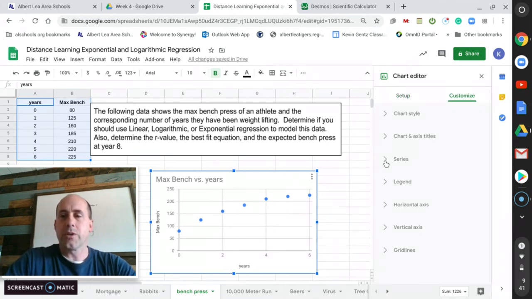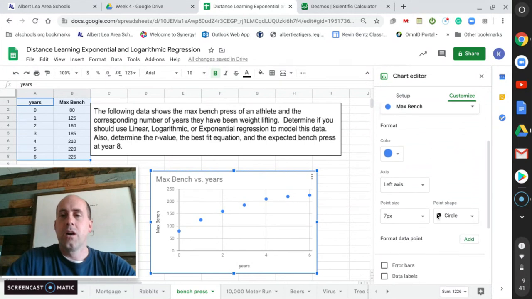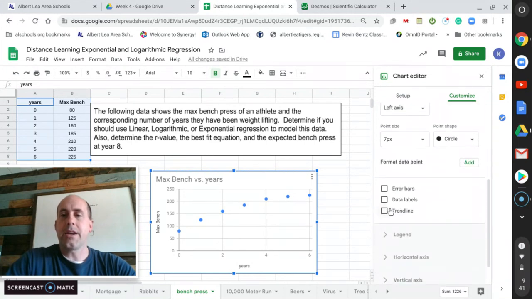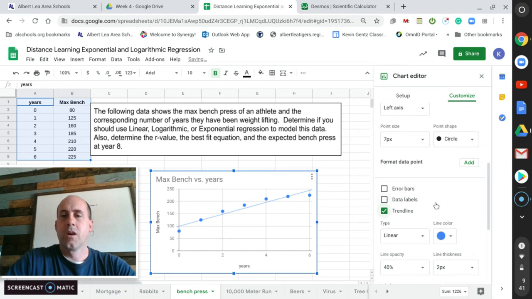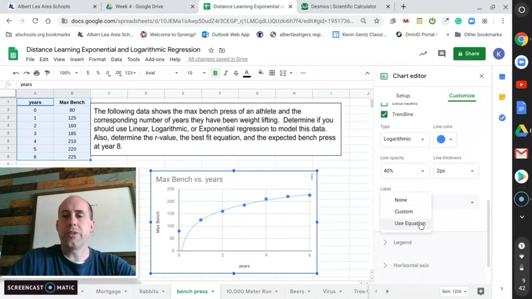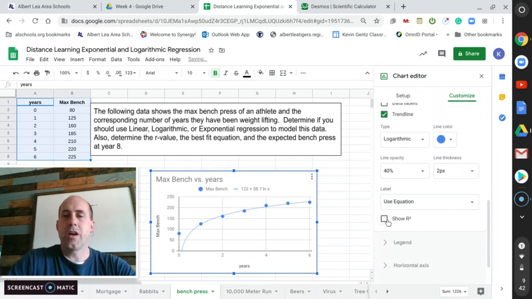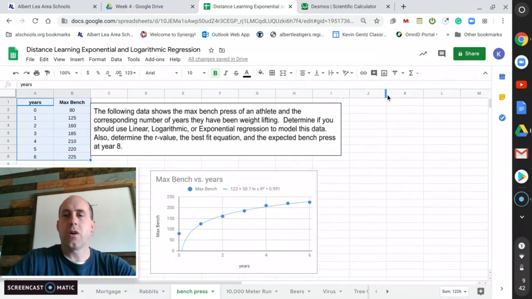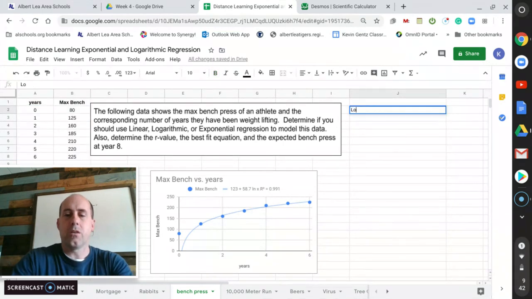So we're going to customize. We're going to go into our series. We're going to go ahead and add a trend line. We're going to choose, instead of linear, we're going to choose logarithmic. And our label, we're going to choose as using an equation and show R squared. So for R squared, we're going to answer that question first. Which regression option did we use? Logarithmic.